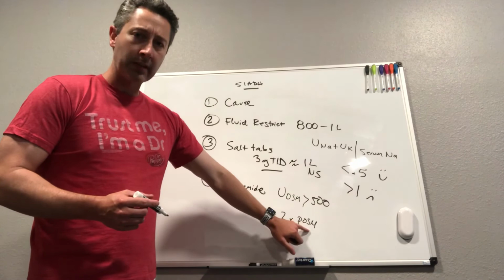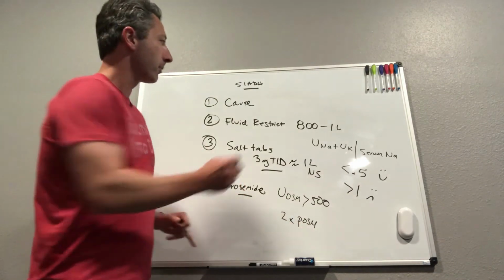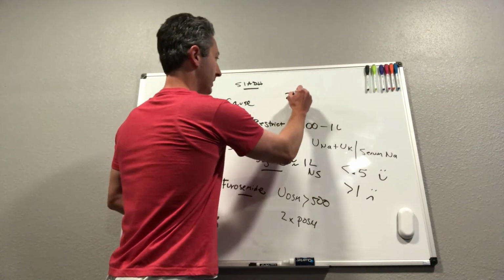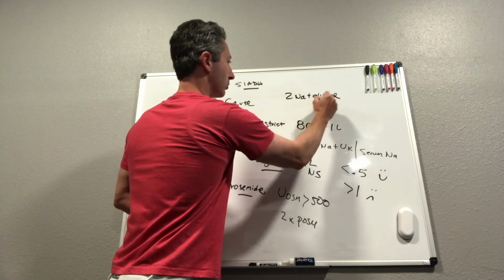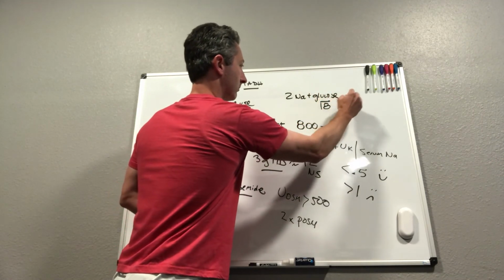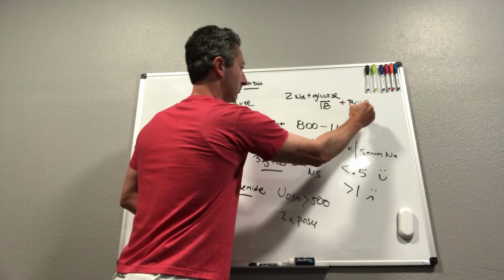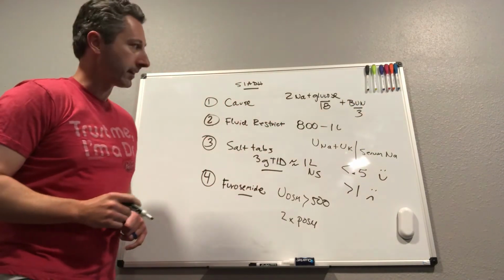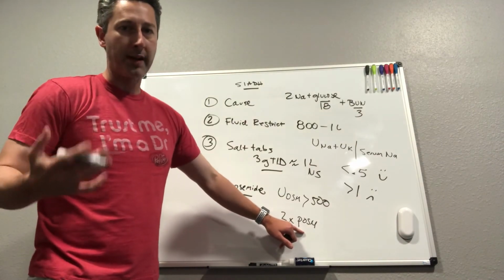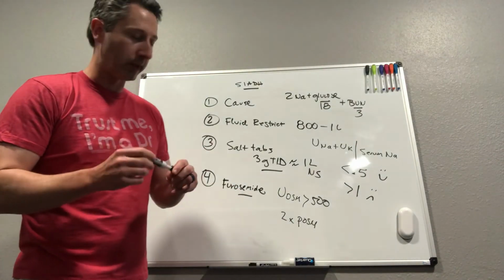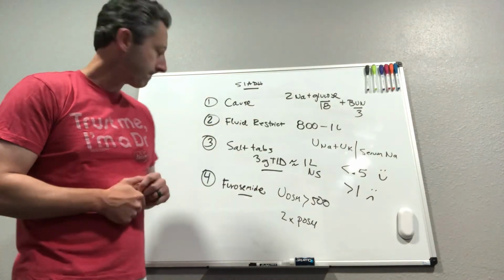Your plasma osmolality, just to remember, is 2 times your sodium plus your glucose over 18 plus your BUN over 3, okay? So you can do that at any point. You don't have to order a plasma osmolality. You can just calculate that, okay?